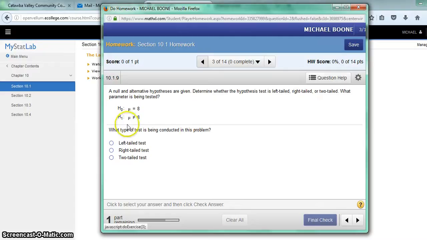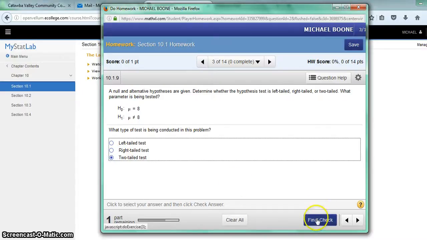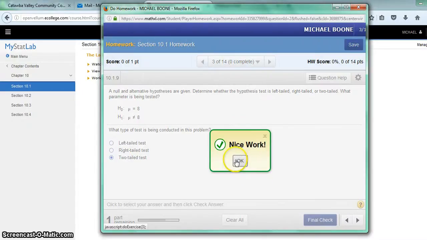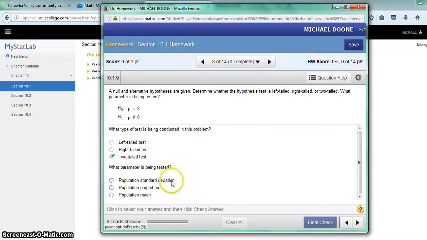So when you're looking at this question, what type of test is being conducted? If it's a not equal to, that means it's two tails. If it's a less than, it's a left tail. If it's a greater than, it's a right tail. So we have a two-tailed test. And then what parameter is being tested? Well, the mean, right? The population mean. We're going to be dealing with population means and proportions. We will not be doing the standard deviations. So this would be a mean.